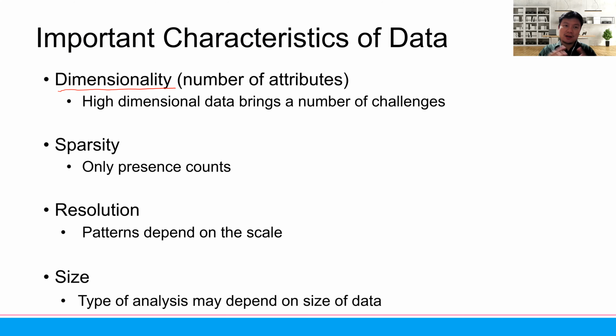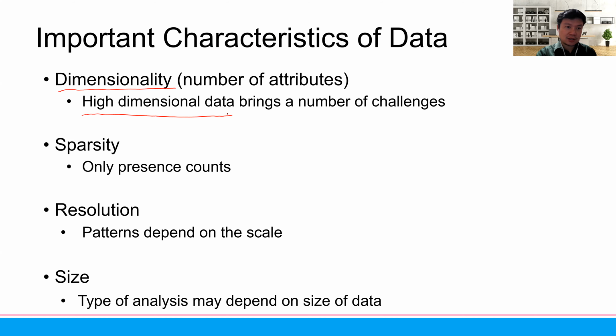If there are a lot of attributes, it means we are trying to deal with high dimensional data. So it's very challenging, and of course you need to do something about high dimensional data.